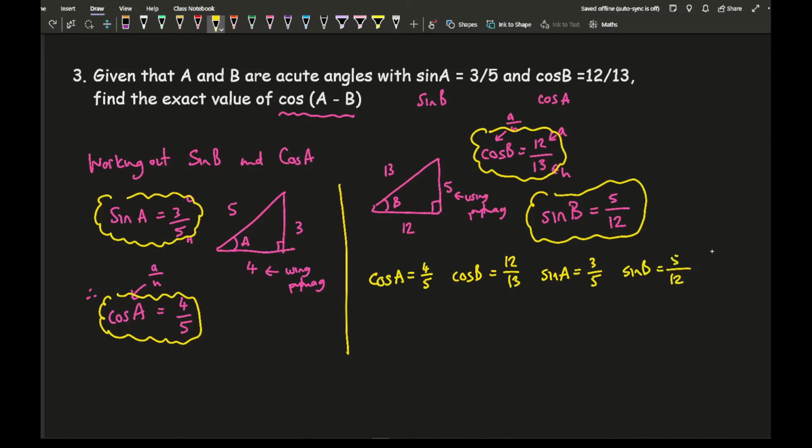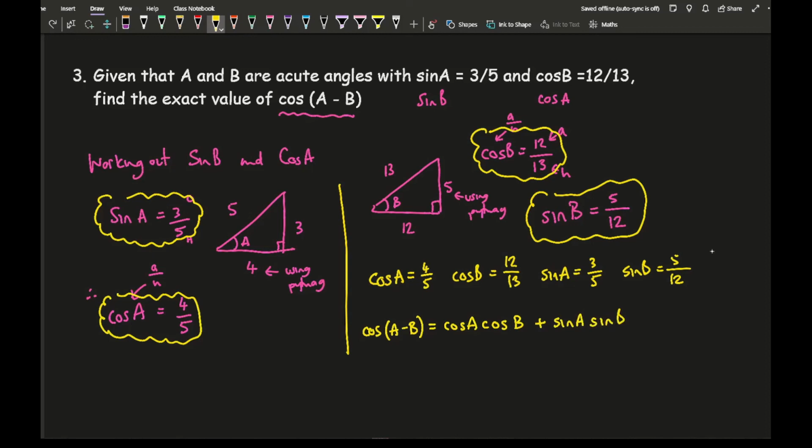So now to work out what cos of A minus B is going to be, using the identities that I've worked out, and I should know this is on the formula sheet or it's covered in the previous video, so let's just write it out. I've got cos A cos B, plus, because I've got a minus in the bracket, it's opposite sign, sine A sine B.